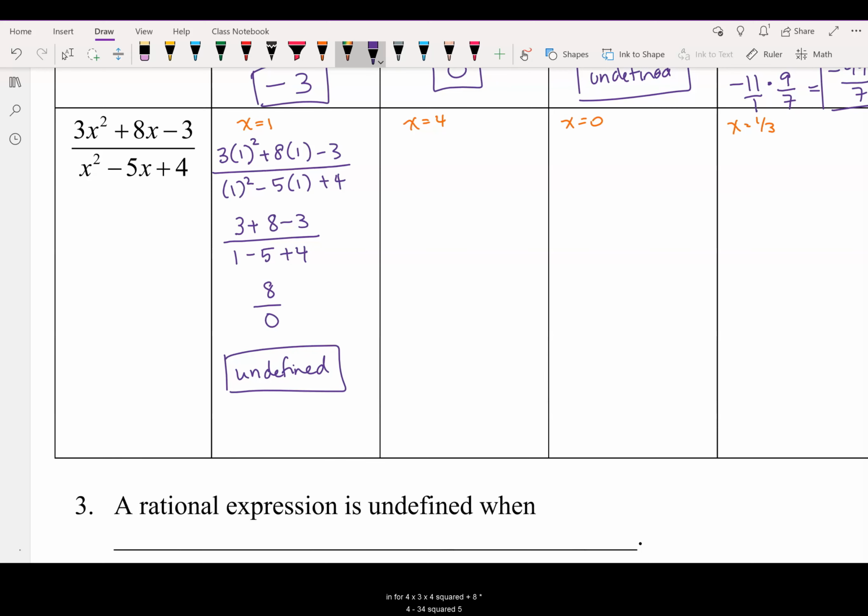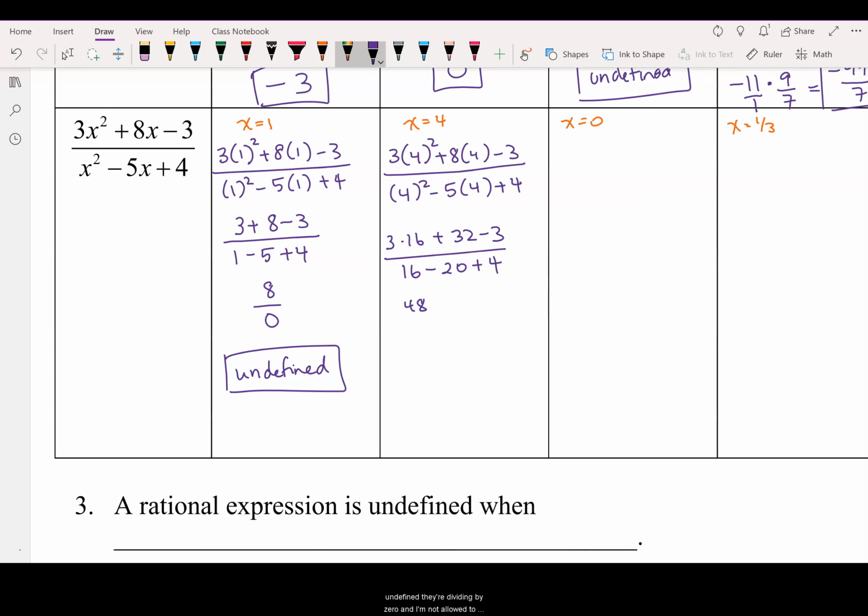Let's see what happens when we plug in 4 for x. 3 times 4 squared plus 8 times 4 minus 3, divided by 4 squared minus 5 times 4 plus 4. 4 squared up top is 16. 8 times 4 is 32. 5 times 4 is 20. 3 times 16 is 48. 16 minus 20 plus 4 is going to give me 0 on the bottom. So 48 plus 32 minus 3. I get 80 minus 3, which is 77 divided by 0.